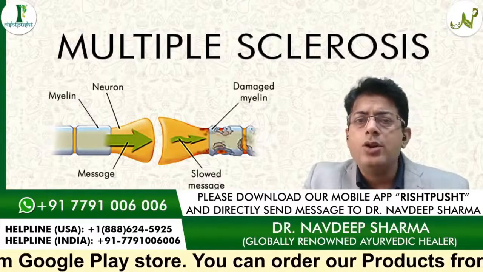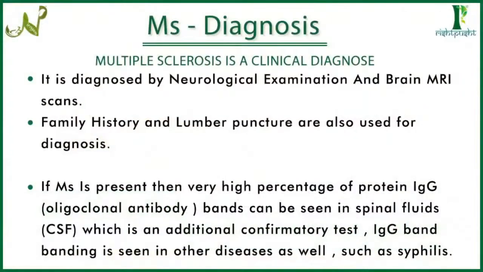And how is the diagnosis made? Diagnosis is very important here, and when a person is diagnosed for multiple sclerosis, it can be diagnosed by neurological examination and brain MRI scans. Then family history is also taken into account, and lumbar puncture is done.